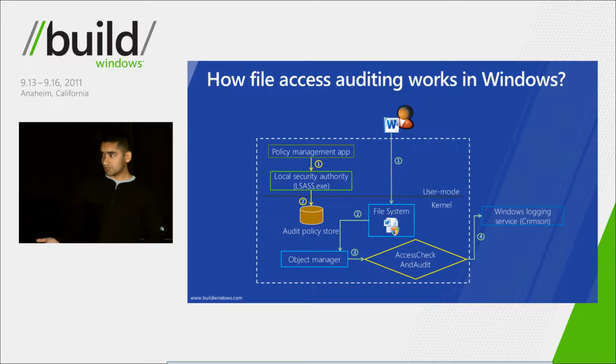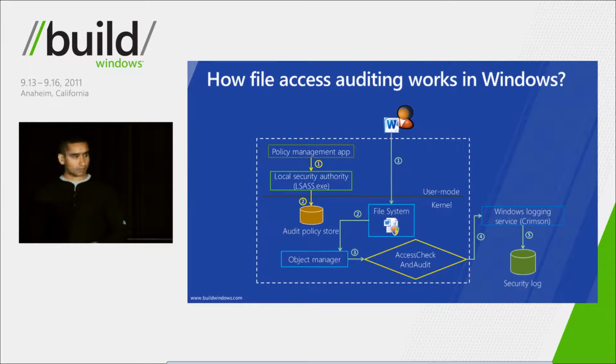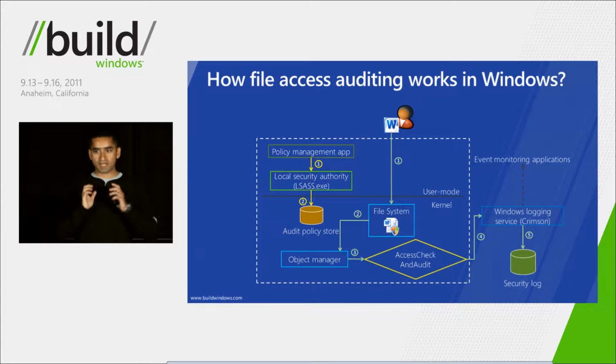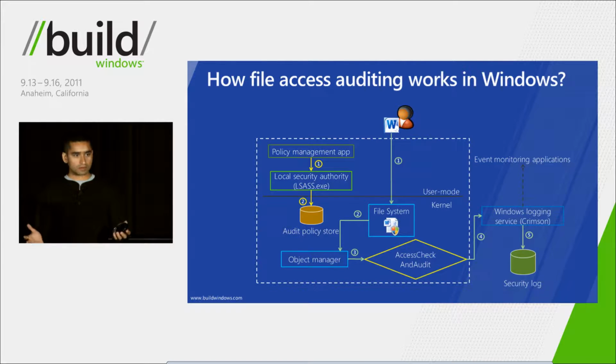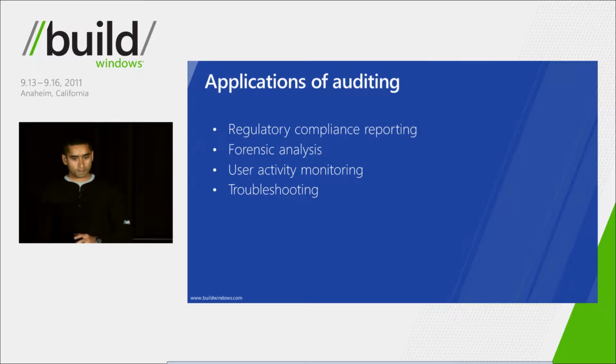If an audit needs to be generated, a call goes to the Windows logging service, and the logging service, on its part, saves it in the security log, which is protected such that only administrators and system processes can access it. This is also the place through which event monitoring applications can extract the data out of multiple machines and then store it centrally for better reporting solutions. So this is how file access auditing works in a nutshell.